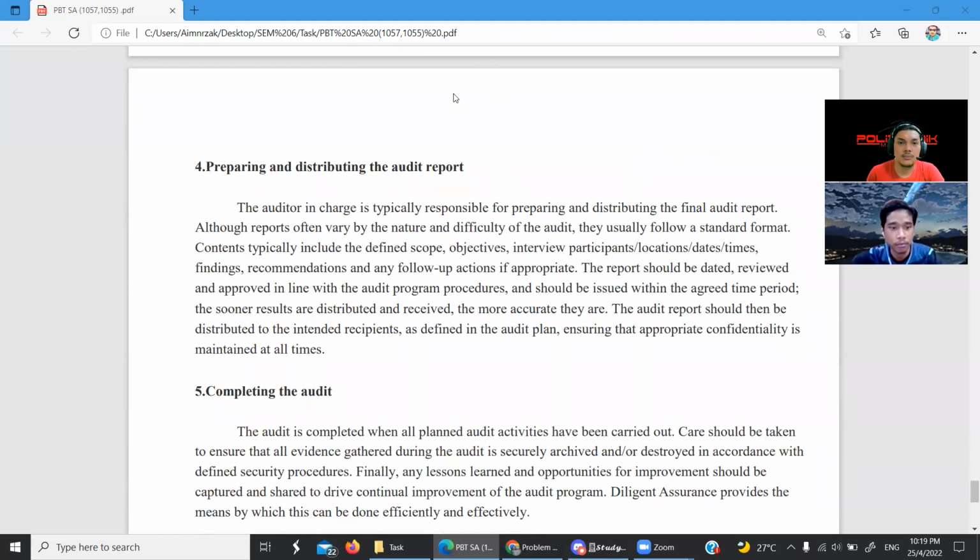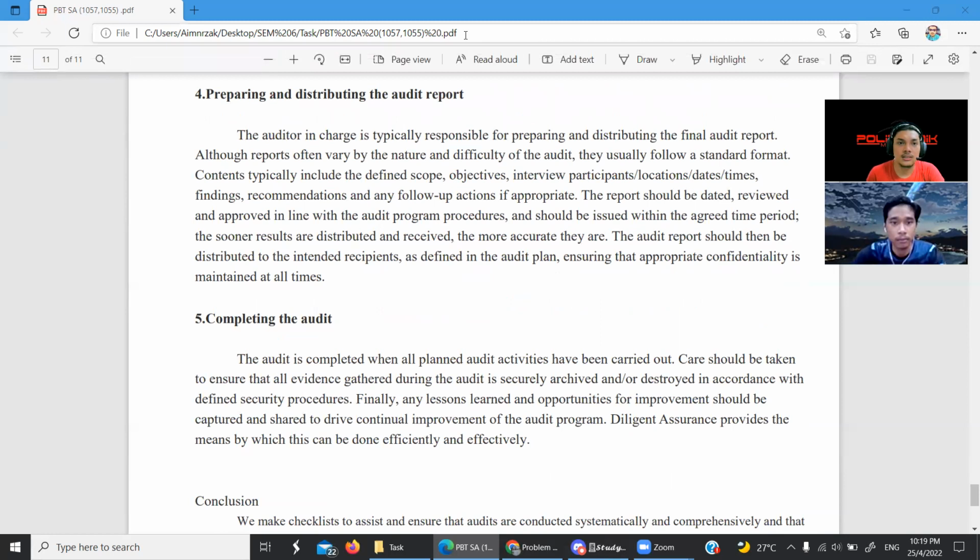So next for number 4, I will pass to Fikri Adnan.